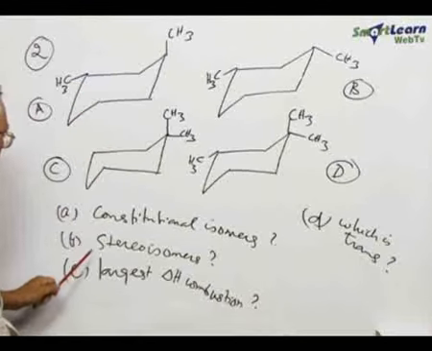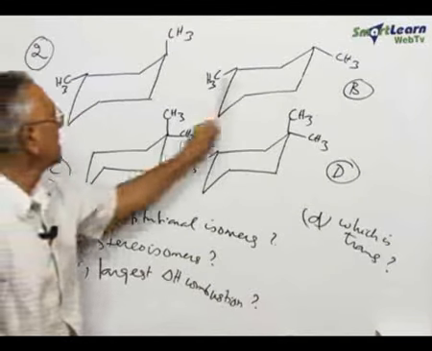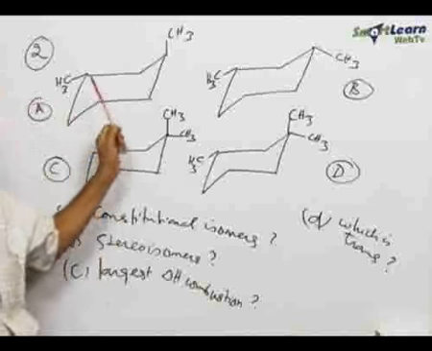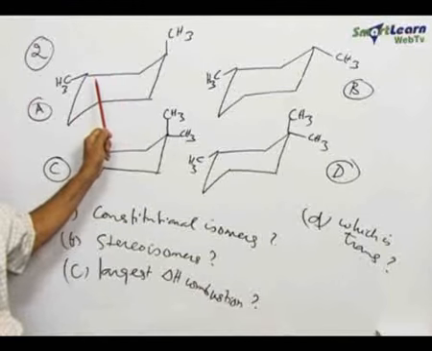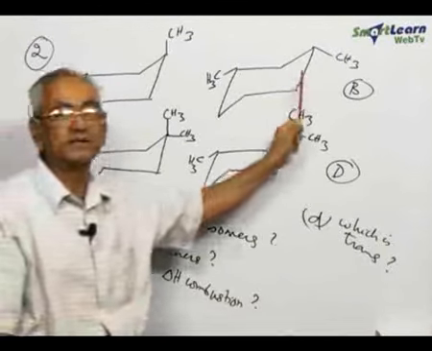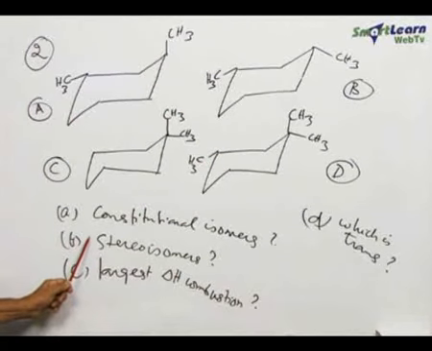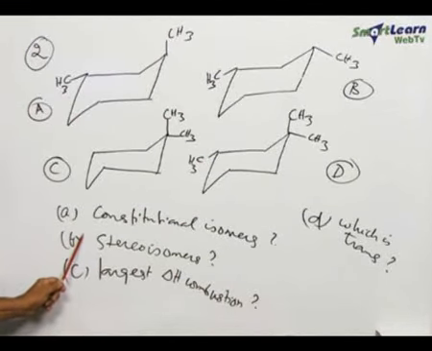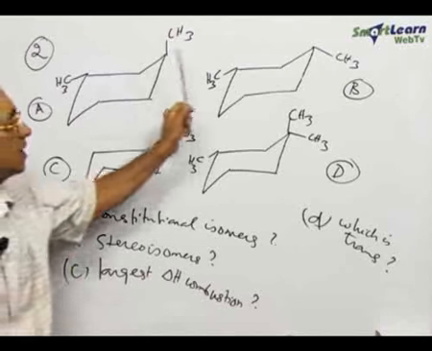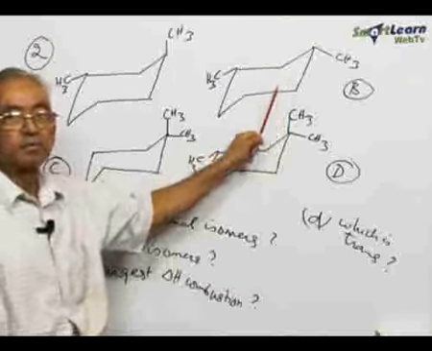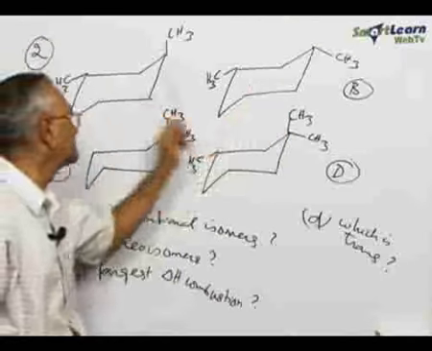Therefore, for this question, A and B are cis and trans isomers, one known as trans and the other as cis. That is the answer to the question, which one of them are stereoisomers: A and B are stereoisomers, of which A is trans and B is cis.